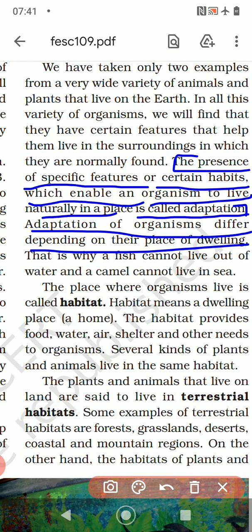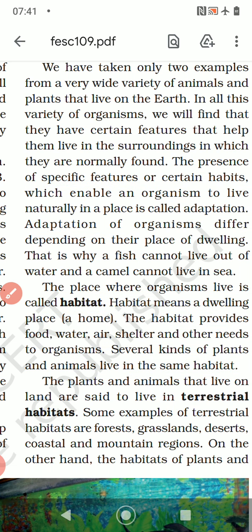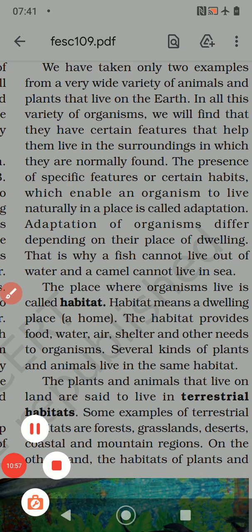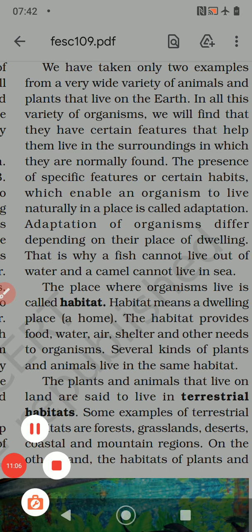Now please underline, the place where organisms live is called habitat. Habitat means a dwelling, a place, a home. The habitat provides food, water, air, shelter and other needs to the organisms. Several kinds of plants and animals live in the same kind of habitat. So children, done for the day. Today we studied about the camel, the fish, what is adaptation and what is habitat. Right?